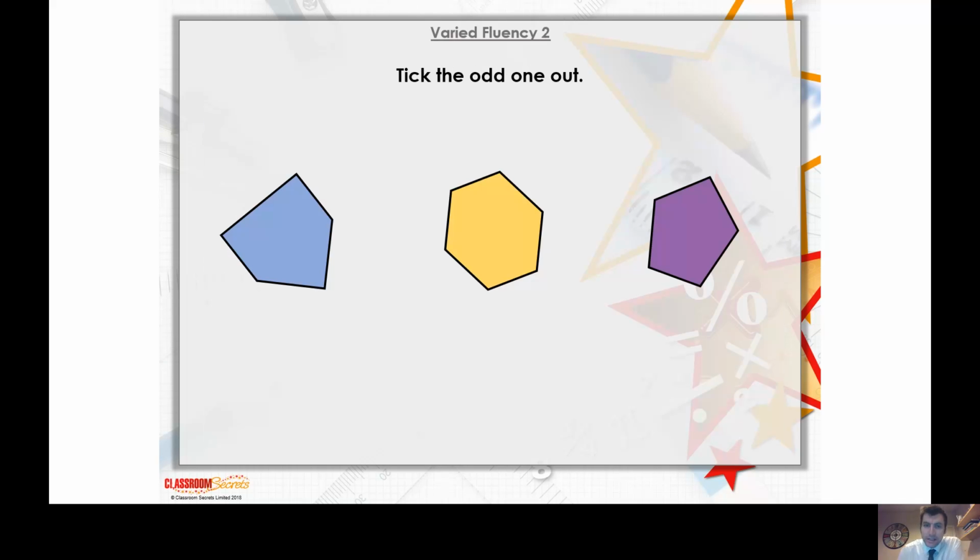One of these shapes is different to the other ones. So count the number of vertices, count the number of sides, and see if you can identify whether it's the blue, the orange, or the purple that's the odd one out. Pause your video if you need to. Okie dokie, guys. Hopefully you've spotted that it is that hexagon in the middle, the 6-sided shape, that is different.